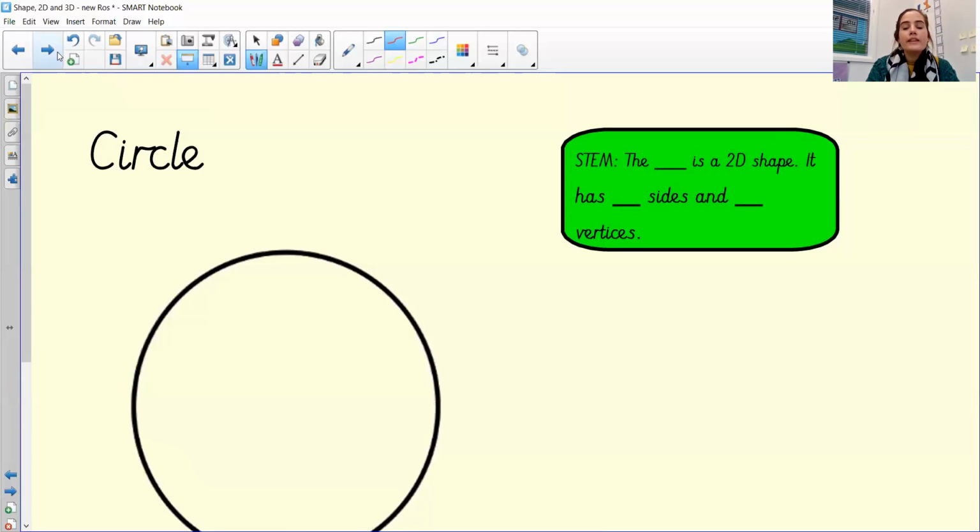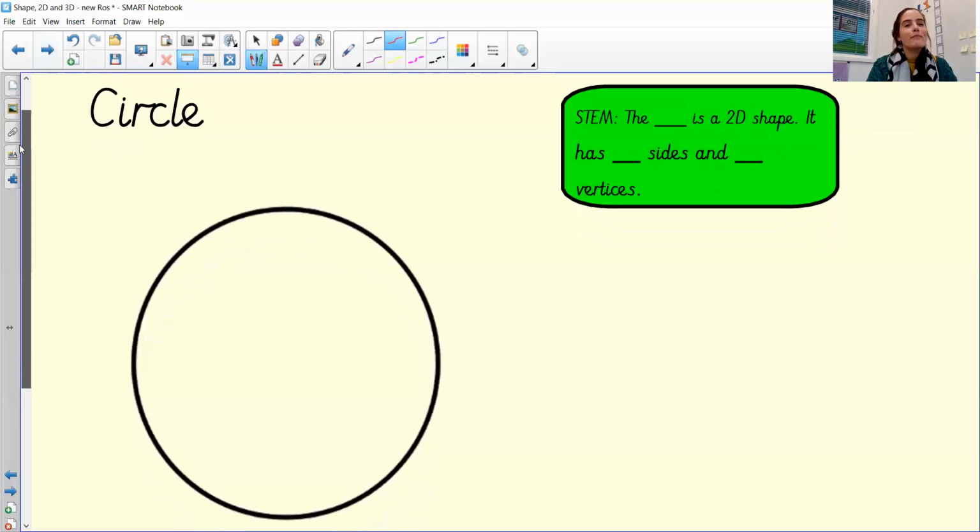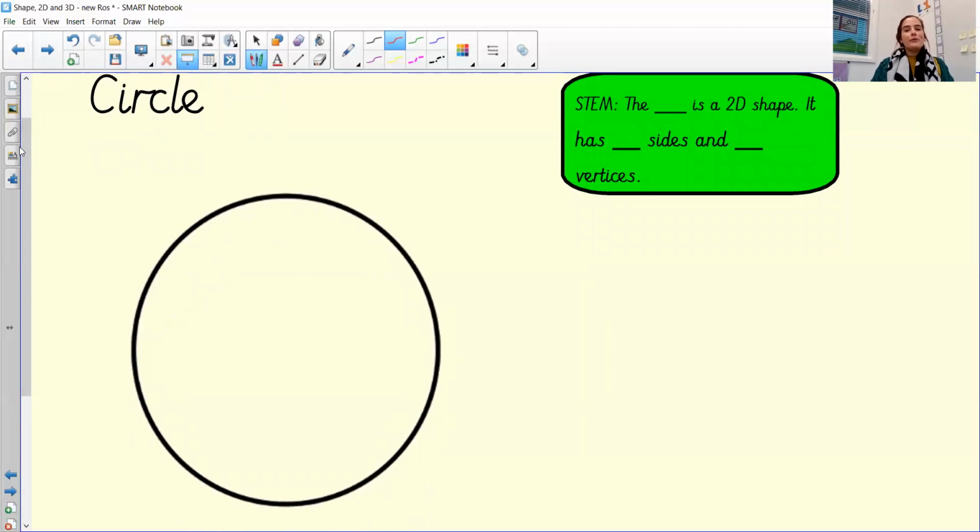Oh, the circle. Now, this is always an arguable one. The circle. The circle is a 2D shape. It has sides and vertices. Well, first of all, does it have any vertices? Does it have any sides? A vertice or a vertex when we call it on its own. So it's one vertex when there's one.